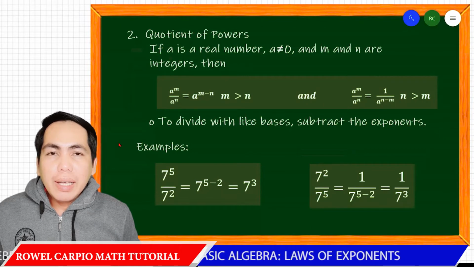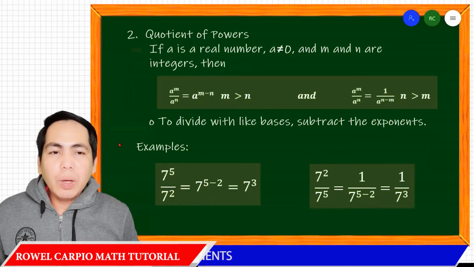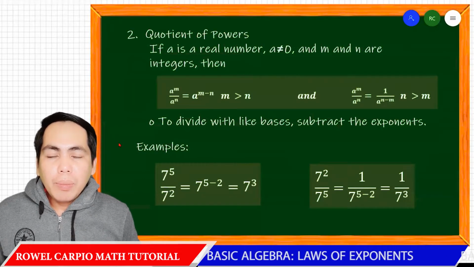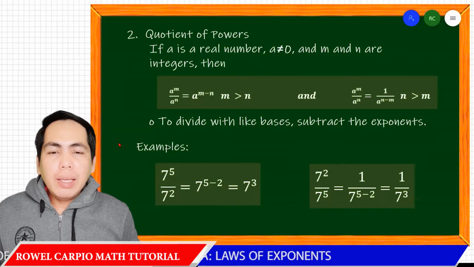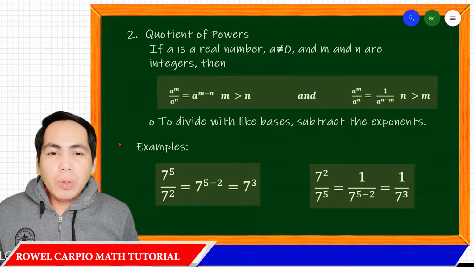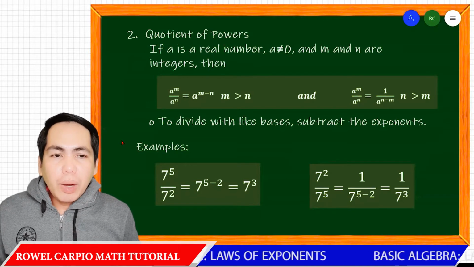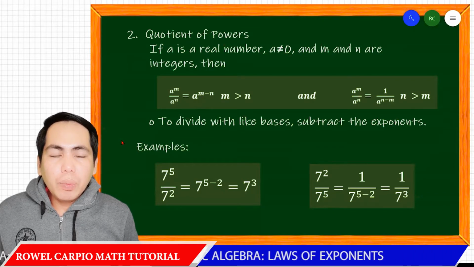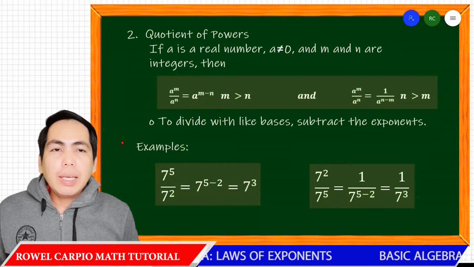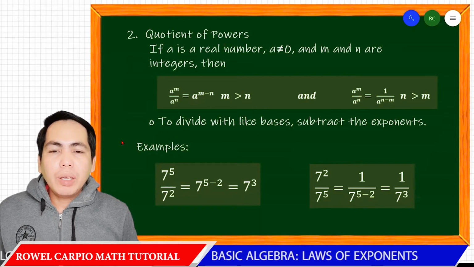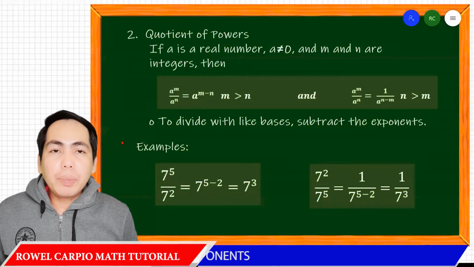If a is a real number and a is not equal to 0 and m and n are integers, then a raised to the power of m over a raised to the power of n is equal to a raised to the power of m minus n if m is greater than n, and a raised to the power of m over a raised to the power of n is equal to 1 over a raised to the power of n minus m if n is greater than m. So to divide with like bases, subtract the exponents.